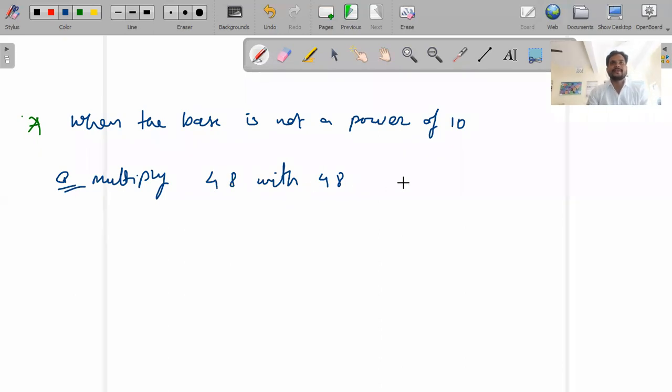Because 48 is less than 50, what will be the square? Square of 50 minus 2 whole, by using the formula: a square minus 2ab plus b square. 2304. 2304. Is it right? Yes, sir.